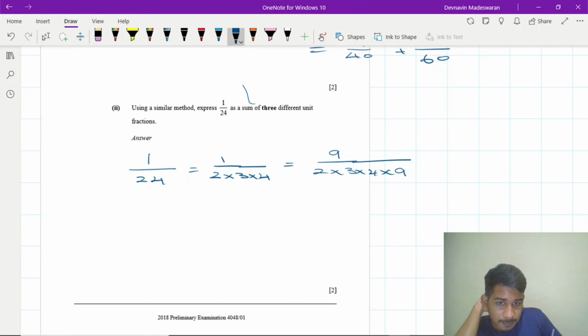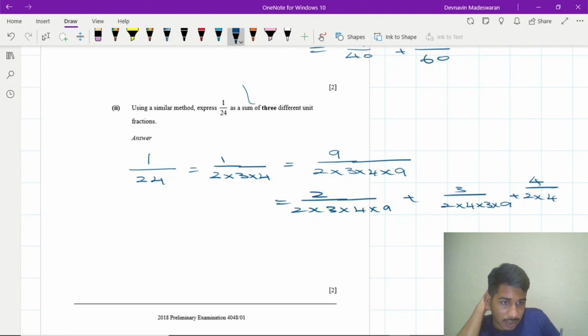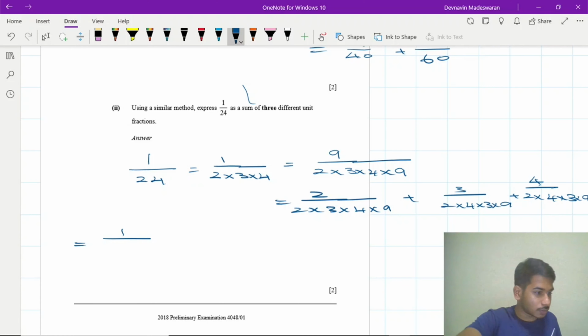And then what's going to happen? We're going to split it into 2 over 2 times 3 times 4 times 9, and then 3 over 2 times 4 times 3 times 9, and then 4 over 2 times 4 times 3 times 9. So messy, but it's okay. And then the 2 will cancel. You'll get 1 over 3 times 4 times 9. What is 3 times 4? 12. 12 times 9 is 108.